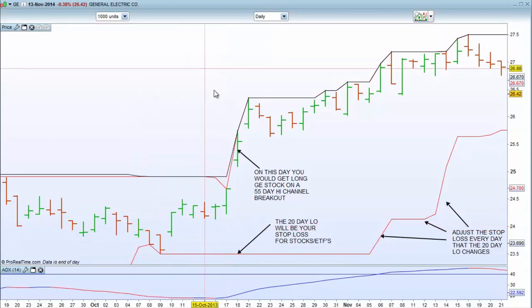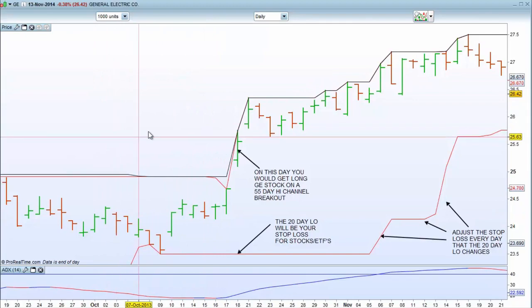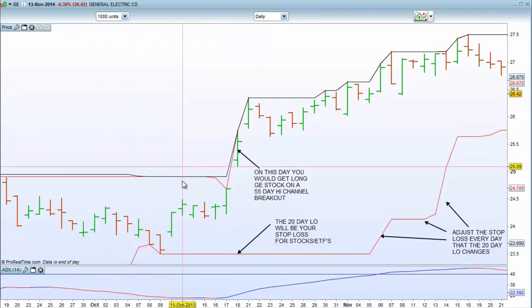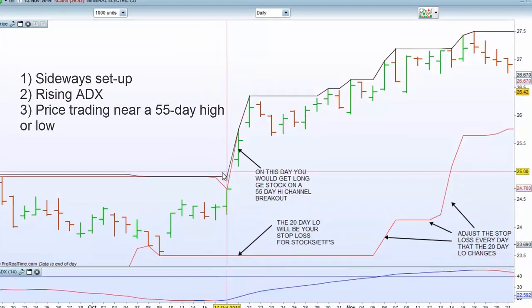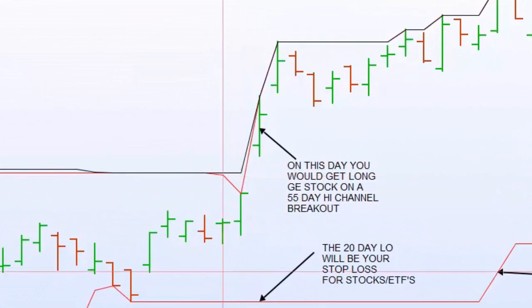What we have here is an example of General Electric stock. As always, we are looking for a couple things before we enter the position. We need our sideways setup, which we have here. We have more than 5 days. We need a rising ADX, which on this day we have, and we need to be near a 55-day high or 55-day low. You can see we're near the 55-day high at this point.